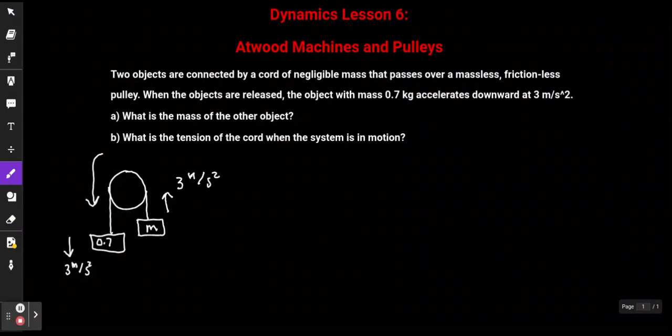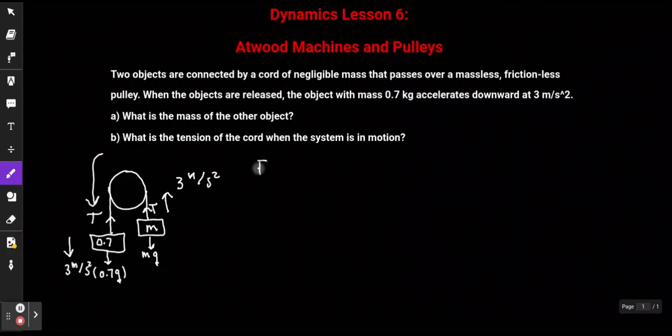Okay, so we know that the forces acting on both the 0.7 and m are T, and they have the same tension because the string is massless, and also 0.7g for the weight or the gravitational force on the first mass, and just mg, which is the gravitational force on the other mass. So A and B kind of go together. If we want to find the mass, we kind of find the tension at the same time. So let's first set up our Fnet equations.